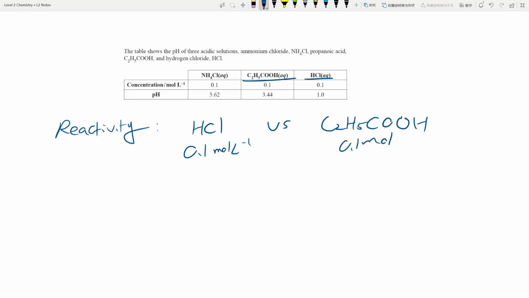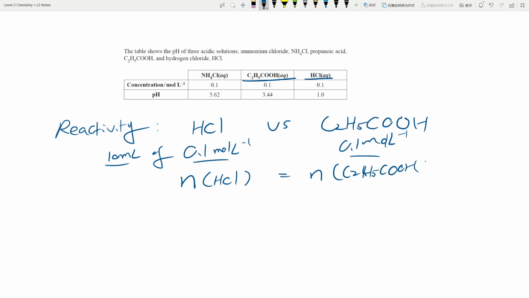So that there is exactly the same number of particles in the solution. Say there's 10 mL of each. You should be able to figure this out. If I have 10 mL of 0.1 mole per liter of that and 0.1 mole per liter of this, the number of moles of HCl is going to be the same as the number of moles of C2H5COOH. How do we do that? You just use n equals CV, and you can see it's going to be the same number.